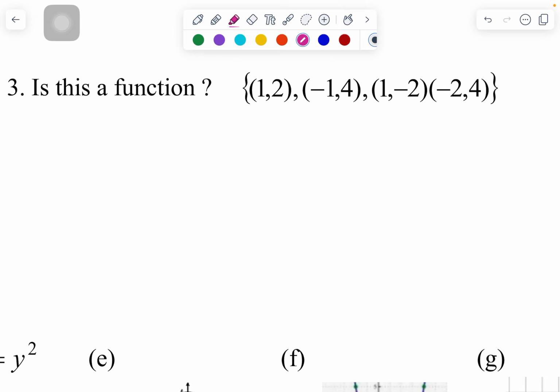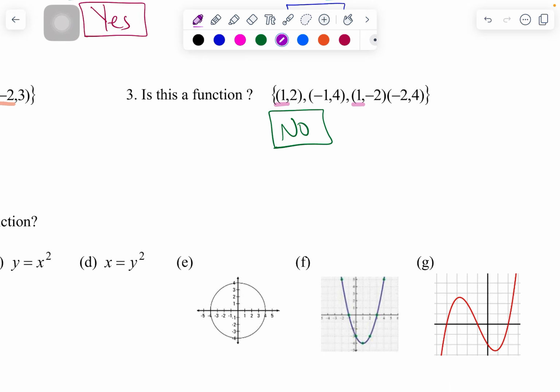Okay, and then sliding over to number 3, is it a function? Again, I just keep looking at those x values. So I've got 1, -1, 1. I said 1 twice. We've got a problem, because in the first ordered pair, 1 pairs up with 2, and in the third ordered pair, 1 pairs up with -2. Is it a function? No, it is not a function. Okay, so that's what happens if you have ordered pairs.